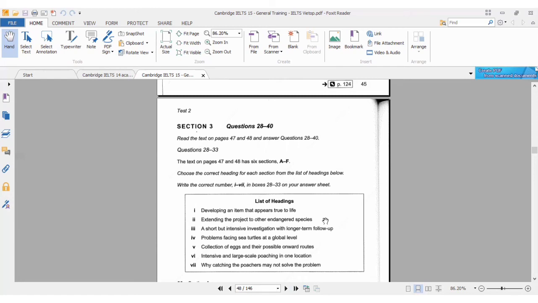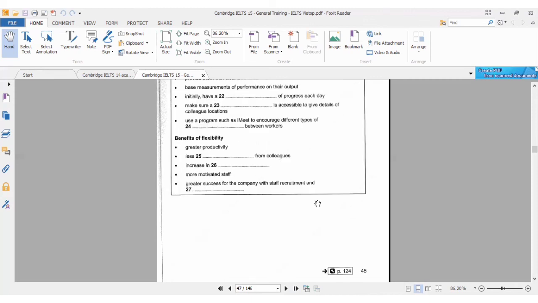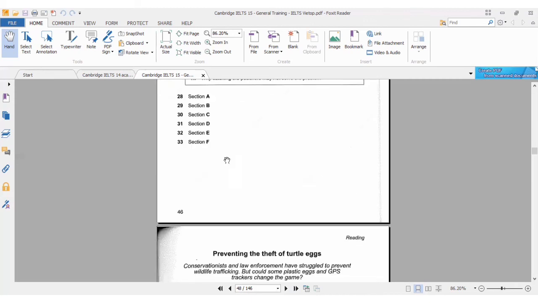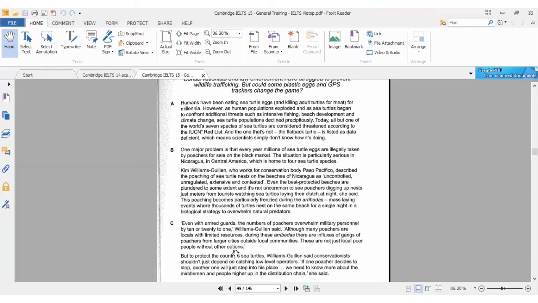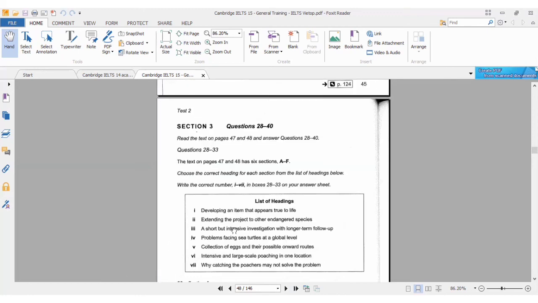Very quickly, I'm going to recount the steps that you should follow. The first thing is for you to scan the headings in the box to see how many you have. The next thing is to look down to see how many paragraphs, how many sections you have. In this case, they gave us six. In the headings, we had seven, but for the paragraphs, we have six. So we know that one is not necessary. The third thing is for you to see how many paragraphs you have, so you just go down and look at the paragraphs. Number four is for you to go back to the headings and then try to understand them one by one.